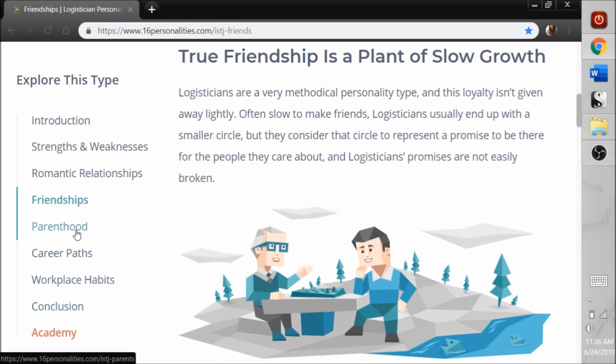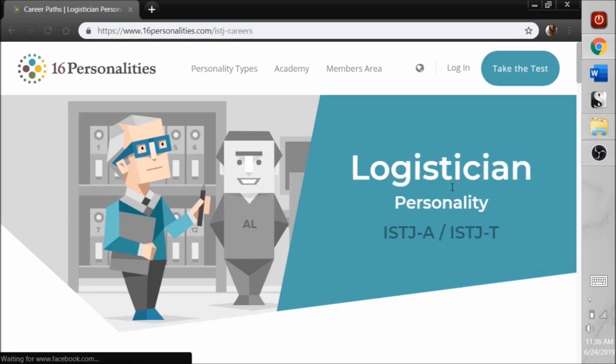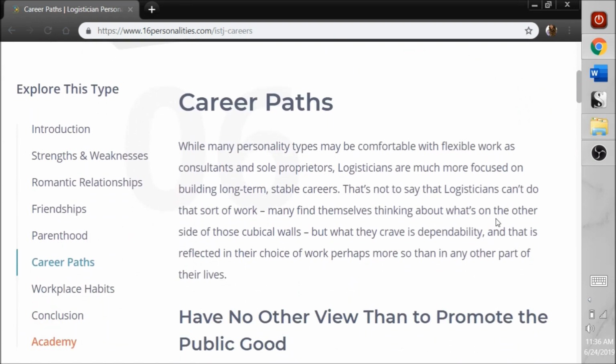Some other tabs we have here are parenthood, so that of course would talk about how this character type relates in a parent-child relationship, which I'm not really exploring in my story, so I didn't really read that part a whole lot. There's also this tab of career paths, which I did find very useful.